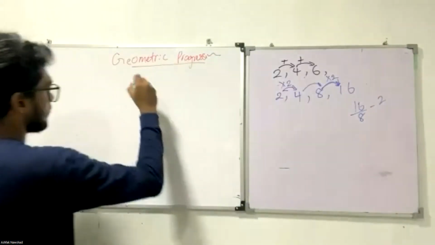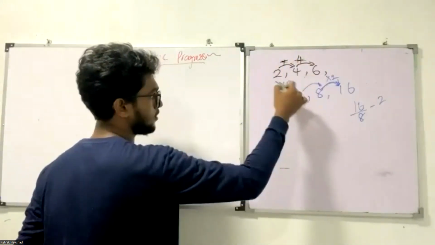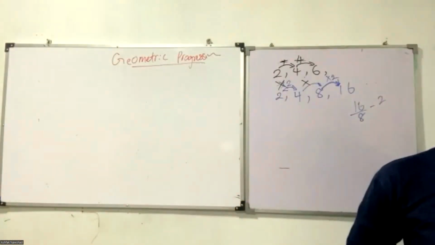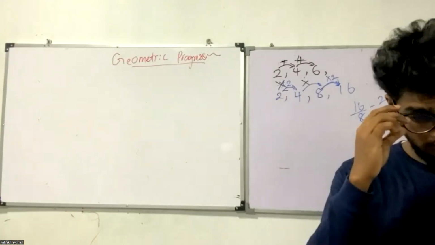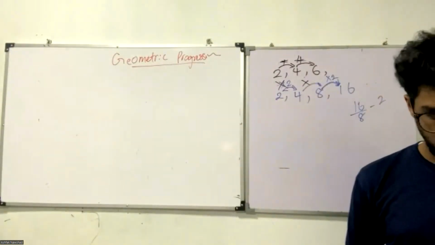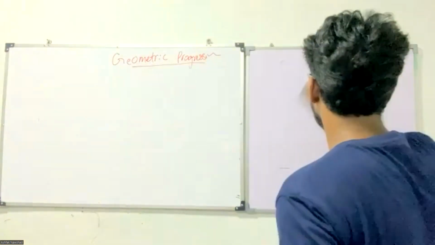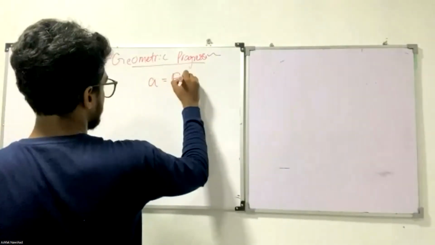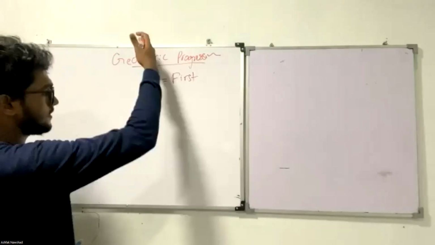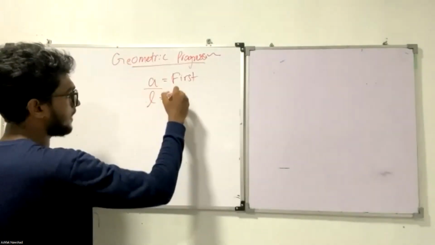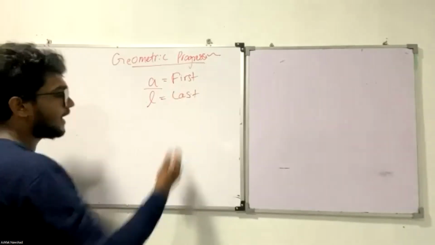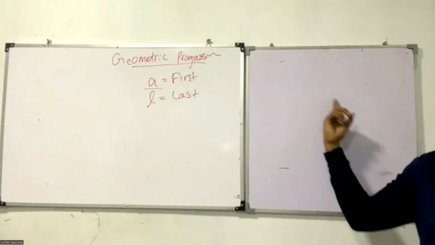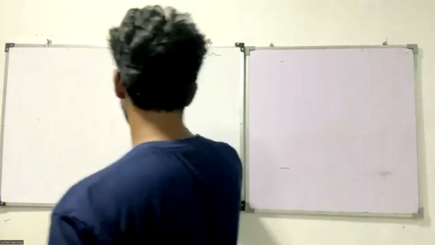Did you understand? Arithmetic is addition, geometric is multiplication. That's the only difference. Is that understood? Okay. Now the terminologies, the definitions. A is the first term here, as it was in arithmetic. A is the first term and L is the last term. But in here, we don't have a common difference. We have something called a common ratio, the value which gets multiplied. So the common ratio is denoted by R.